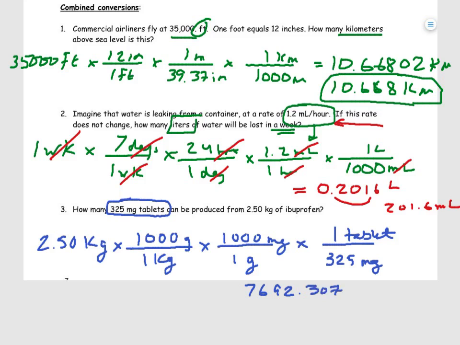You round to 3 significant digits, 2.50. This right here is 3 significant digits, so you're going to get, for significant digit purposes, which is dumb, but necessary, 7690, no decimal point, tablets. 7690 tablets. Really, you can get 7692. You can pocket a couple and sell them for a profit. I didn't say that.